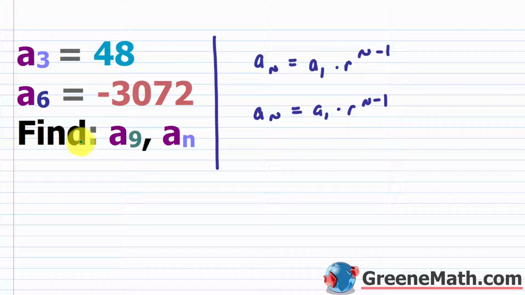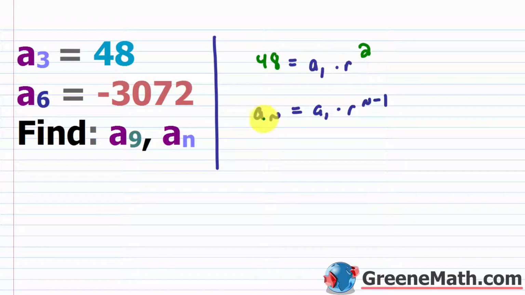So I'm going to plug in for a sub 3, just to show you all the steps. I'm going to put a sub 3 there. This would be a 3. 3 minus 1 would be 2, okay? And I know what a sub 3 is. It has a value of 48. So let's put that right there. So now we have 48 equals a sub 1 times r squared.